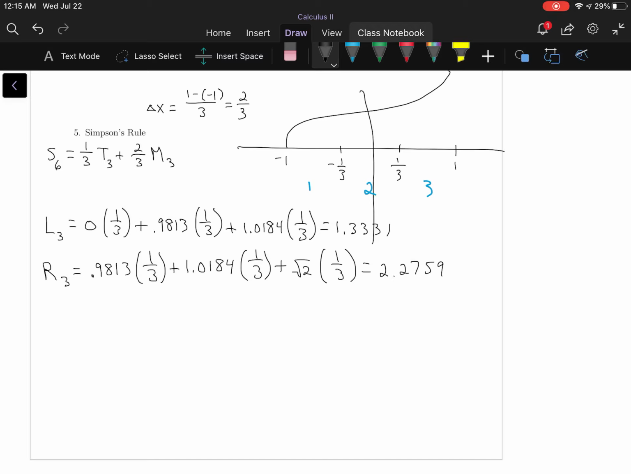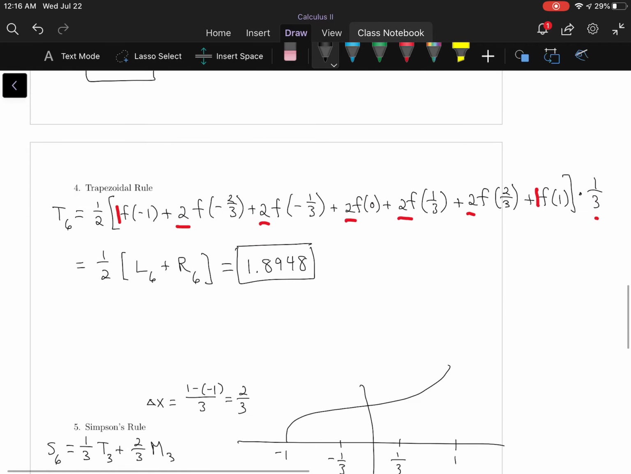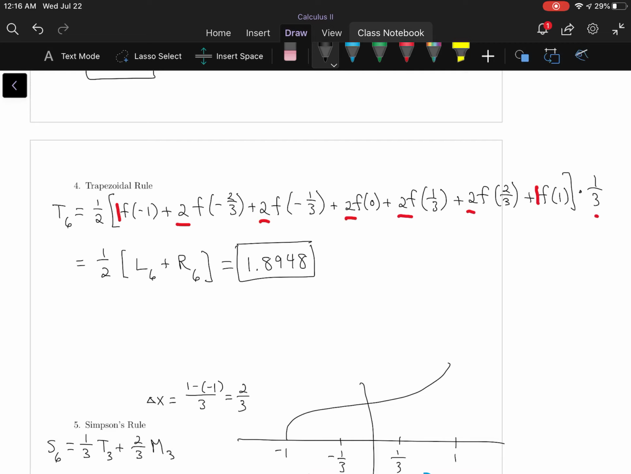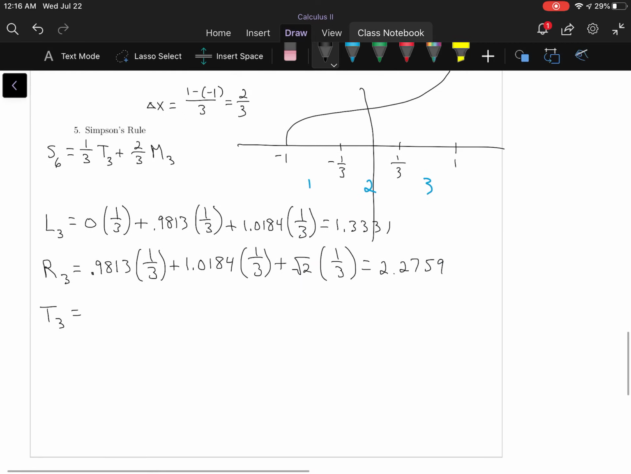Which brings us to our trapezoid approximation. Remember that the trapezoid approximation is the average of your left and right endpoints. And so when we do the average, 1.3331 plus 2.2759 over 2, and if you didn't approximate to 4 decimals, you could get even more exact, but I got 1.8045.